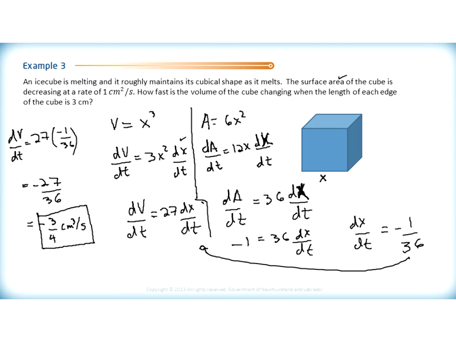Cool. So lots of different things we did there. We saw a rate of change that related volume and side length, as well as surface area and side length, to get at volume and area together. Neat stuff. Lots of different related rates there.